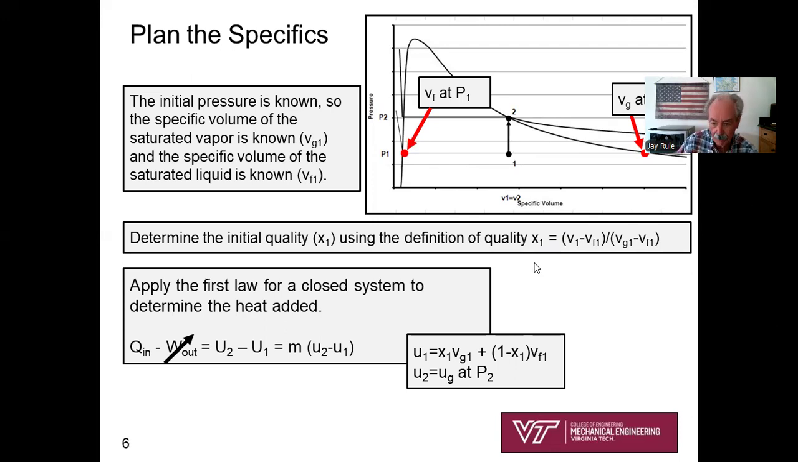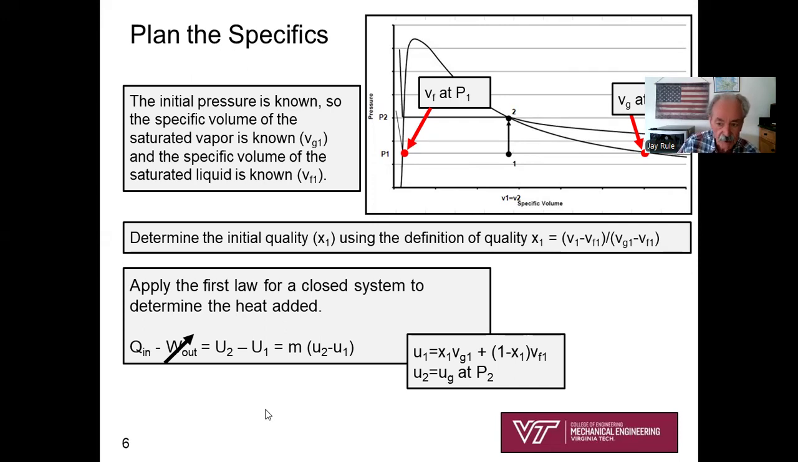So it's a ratio, or a proportion. That's what the quality is all about. It'd be the mass of the vapor at state 1 divided by the total mass. Okay. And then finally, the third question was how much heat is added during this process described.